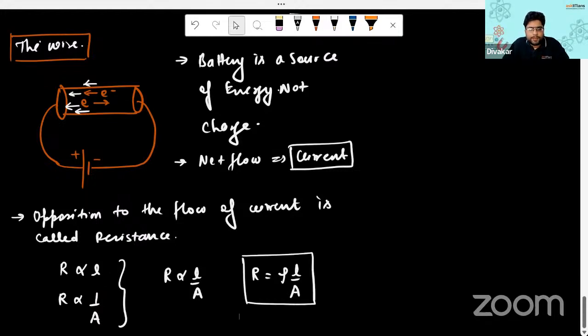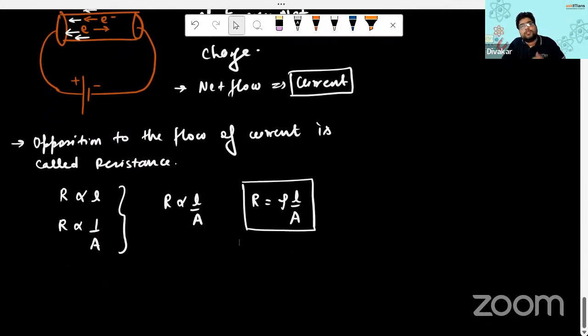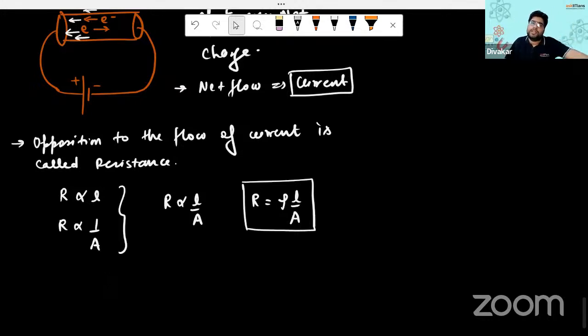So resistance depends on how many factors? Resistance depends on the length of the conductor. A 2-meter wire will have more resistance than a wire of 1-meter length. Resistance depends inversely on area. Meaning a 1-meter square area will have more resistance than a 2-meter square area because they're inversely related. If you reduce the area, resistance will increase. And if you increase the area, resistance will decrease.